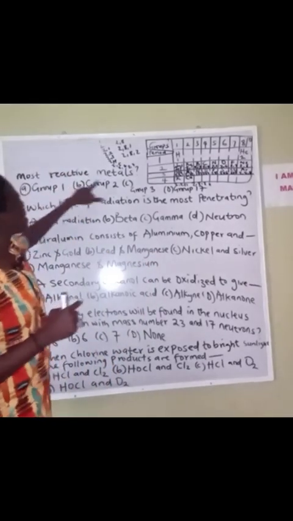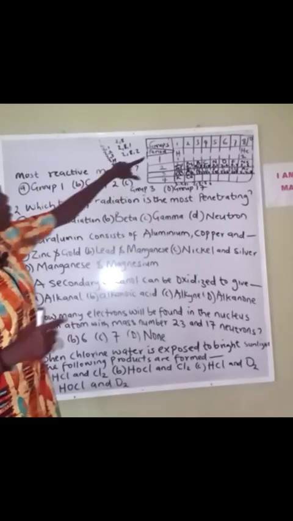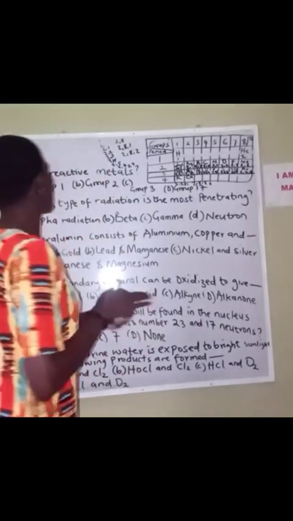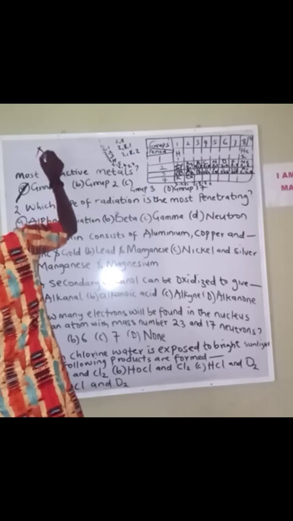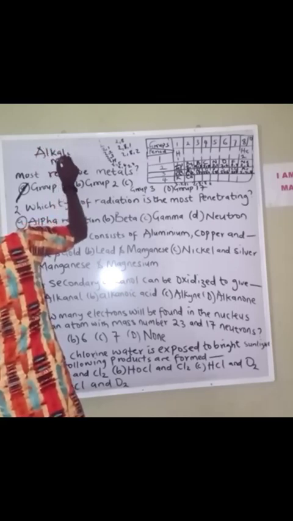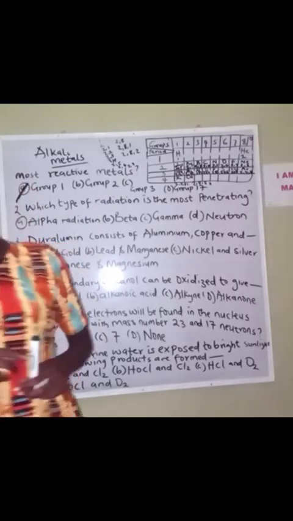So the most reactive metals in the periodic table are the group 1 elements. So this is the answer: option A, group 1. They are also called the alkali metals.